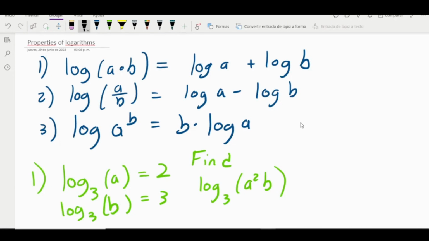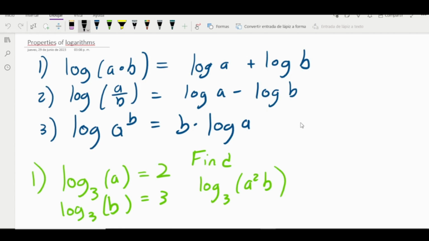Hello, good day. For today I want to show you something about the properties of logarithms. I'm going to show you the basic three properties. You can find more, but I think with these properties you can solve most of the problems that you can find in school or in books.